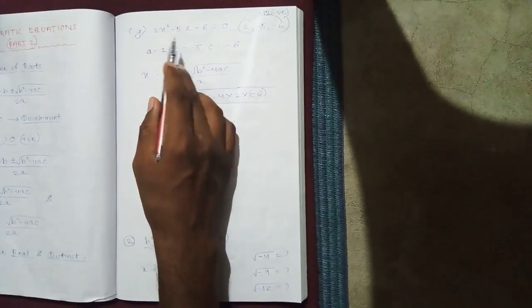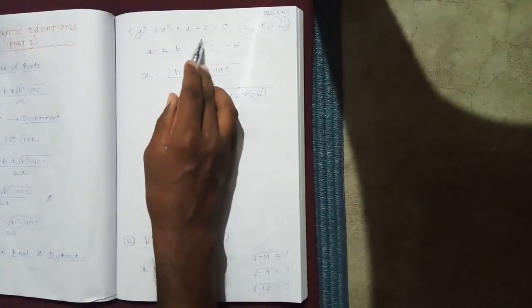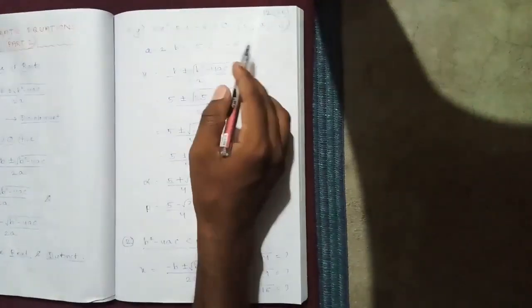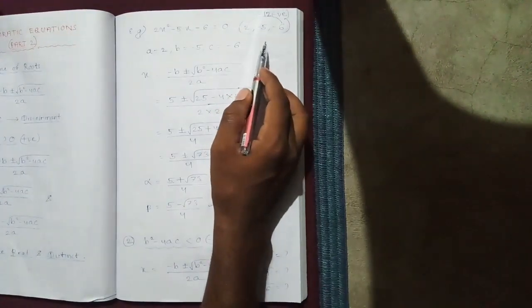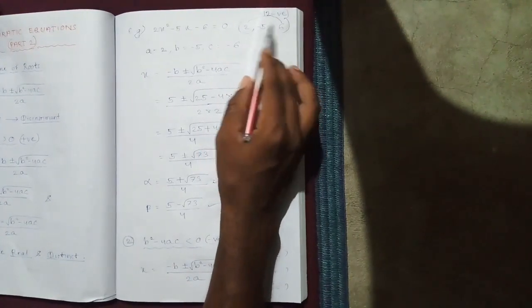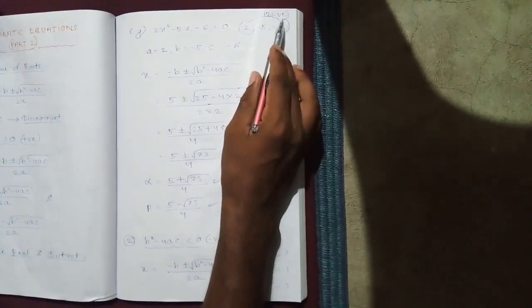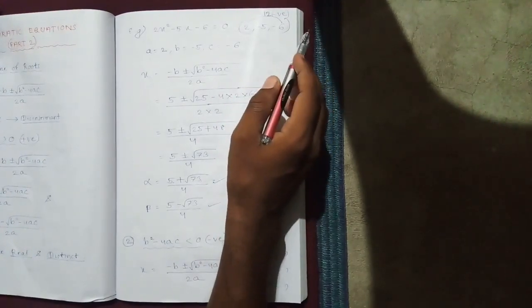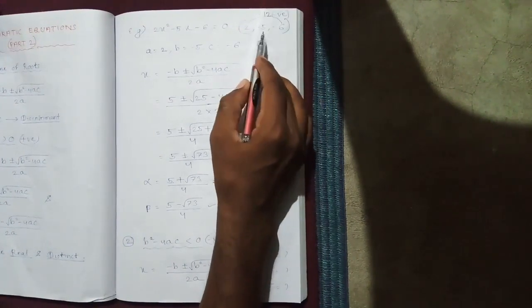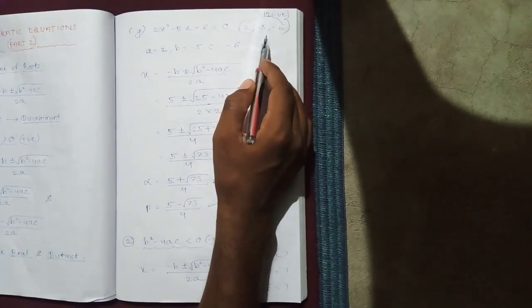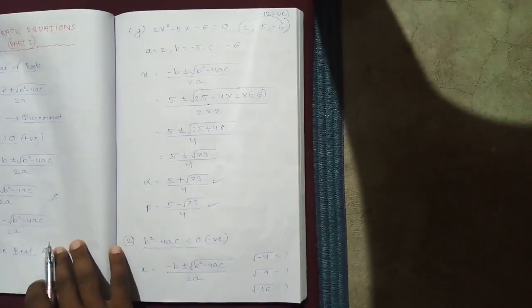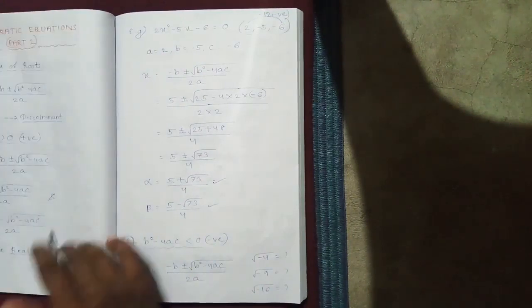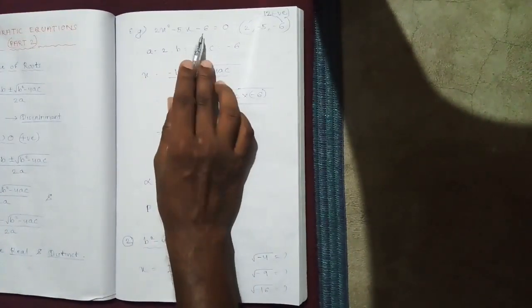I have taken an example, 2x square minus 5x minus 6 is equal to 0. If we want to solve this using the first method, the factorization method, it is not possible. You can see 2 into minus 6 gives you minus 12, means negative. So difference, can you think of two numbers whose product is 12 and difference is 5? Not possible. That means first method is not applicable here. So you have to go for the second method, that is by formula. a is 2, b is minus 5, c is minus 6.